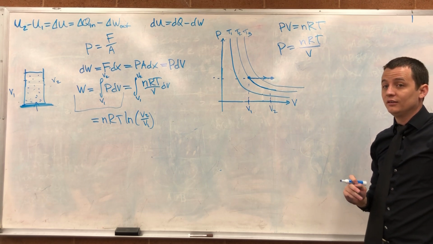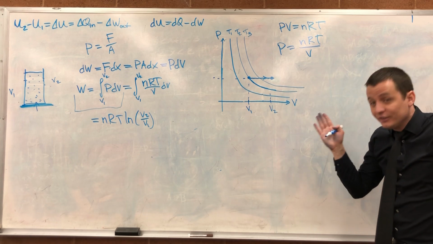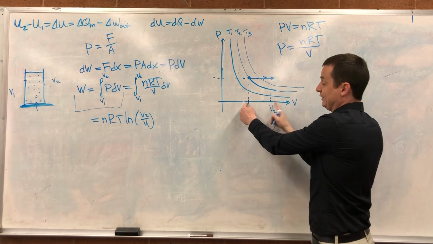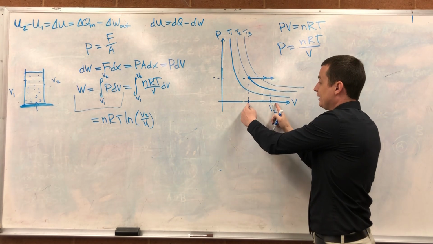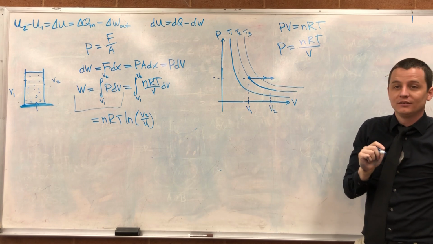It's just the integral of pressure from V1 to V2. It's just P times your change in volume. It's height times width, width times height.